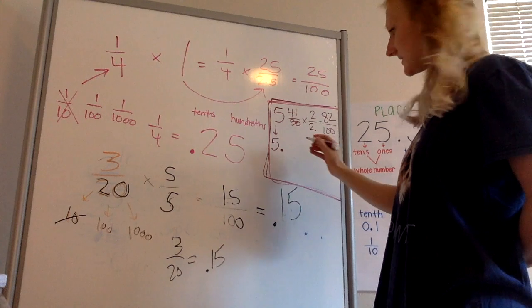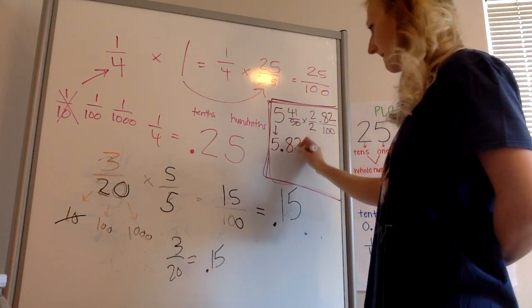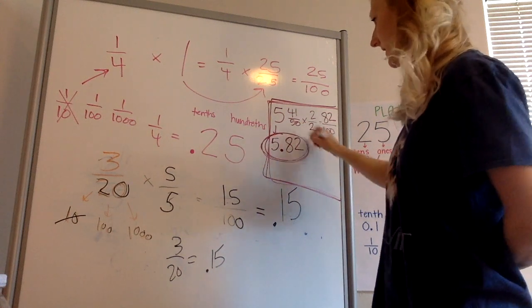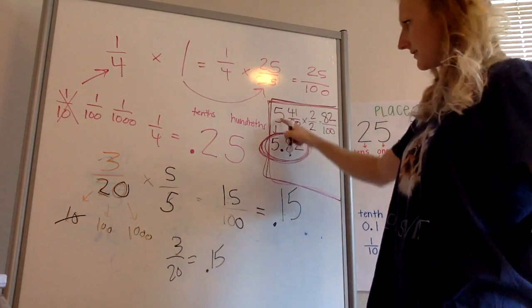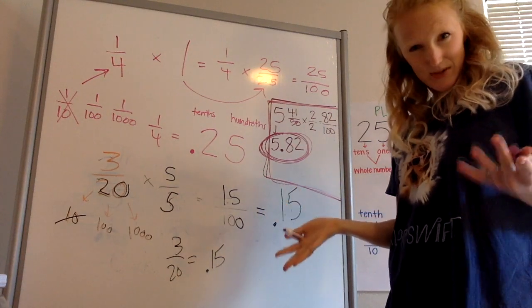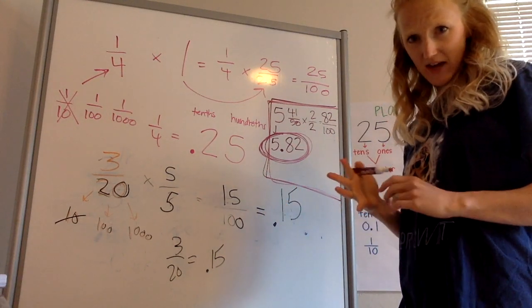82/100ths, we know how to write that in decimal form. So my final answer would be 5 and 82/100ths. This is the decimal version of 5 and 41/50ths. Easy? Sort of, kind of? How are you feeling? Okay, sort of?